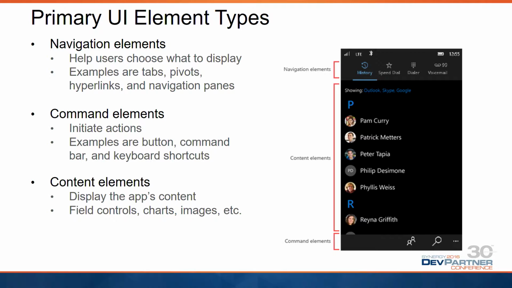So, very briefly, navigation elements help the user choose what to display, navigate around the different capabilities of the application. There are several types: tabs, pivots, hyperlinks, what are called navigation panes, lots of standard ways of navigating around within an application. Command elements, as I mentioned, initiate actions. The typical command element is of course a button, but also lots of different ways of initiating commands: command bars, keyboard shortcuts, even in a keyboard and mouse type scenario. And content elements, like I say, present things: fields, charts, images, that whole range of all the typical controls that you would expect in traditional Windows environments, and some more modern ones that are specific to this environment.